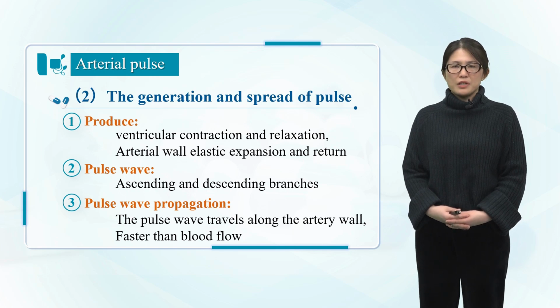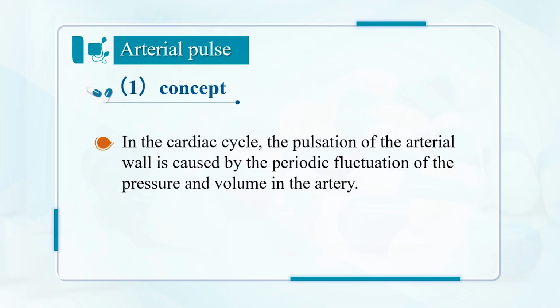The propagating speed of the arterial pulse wave to the peripheral arteries: the arterial pulse can travel along the artery wall to the peripheral blood vessels, and its propagation speed is much faster than the blood flow speed.